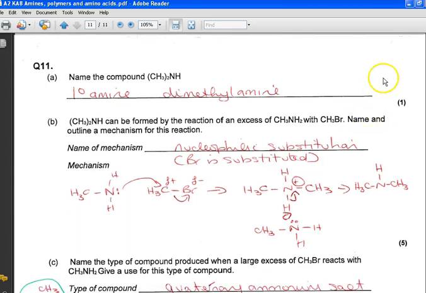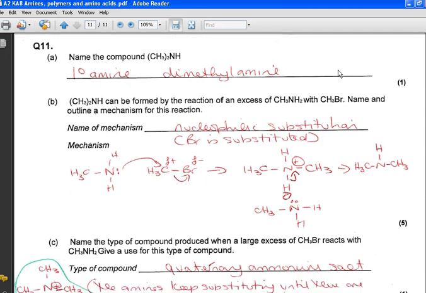Okay, question 11. You're asked to name that. It's a primary amine, so it's dimethylamine. Some of you put N,N, or N-dimethyl, I can't remember exactly, and I think some of you I did actually give the mark, but I'm not sure that you would get a mark for that, because for a primary amine you don't really need to use the N notation.